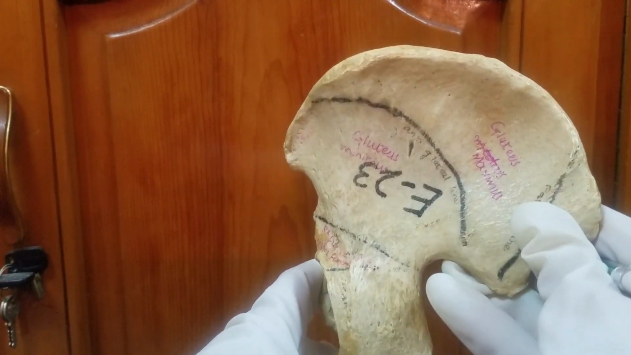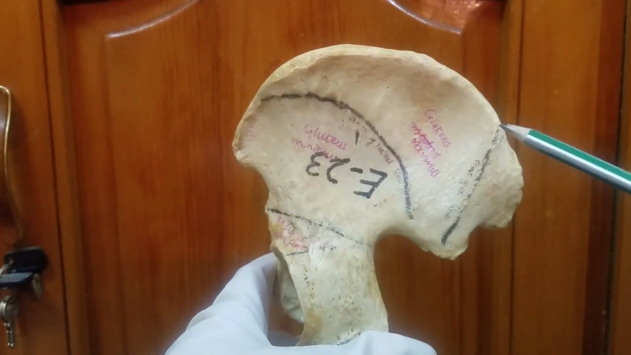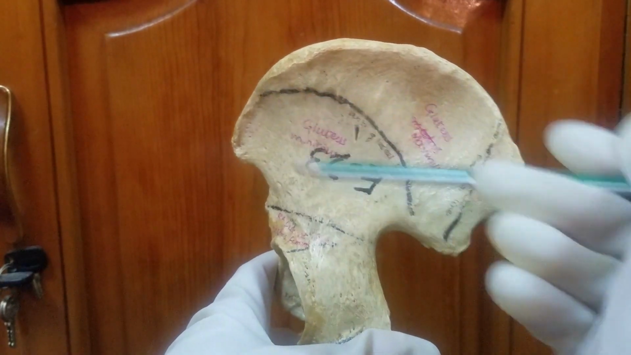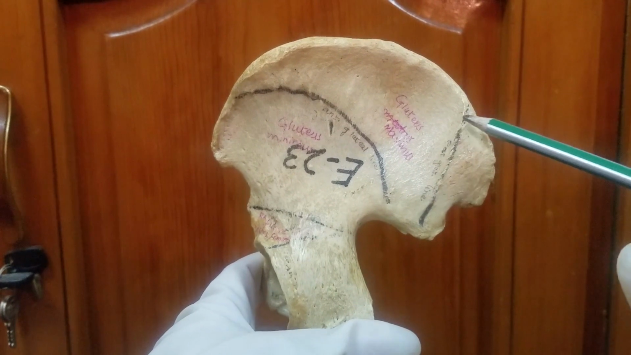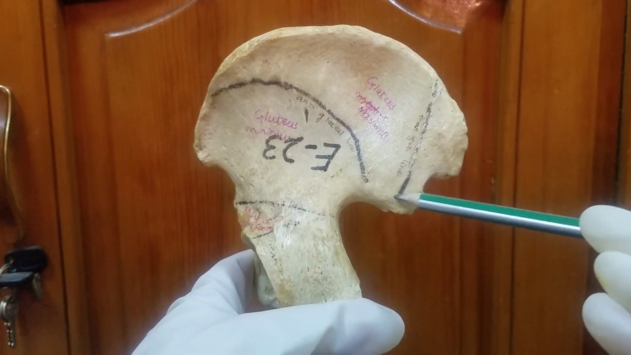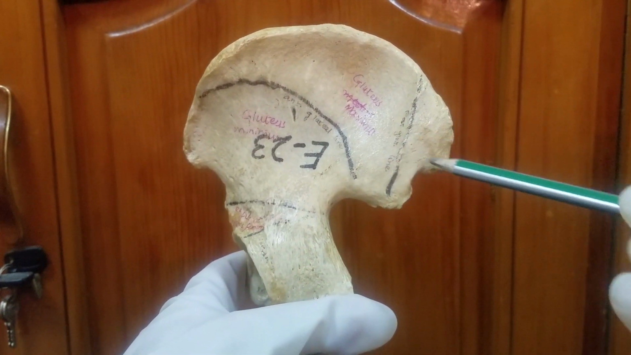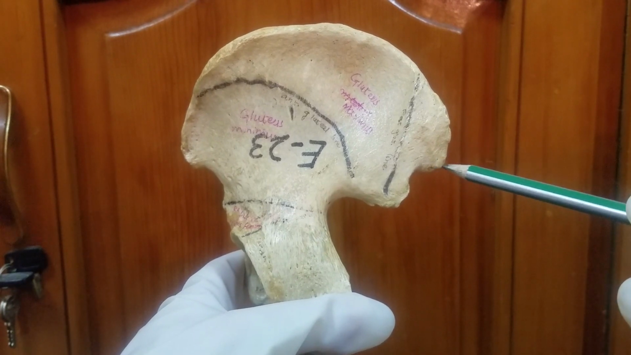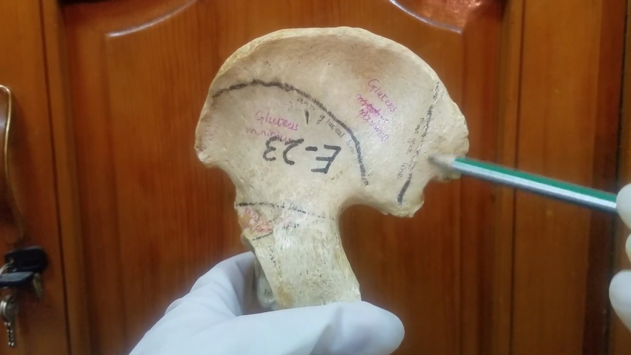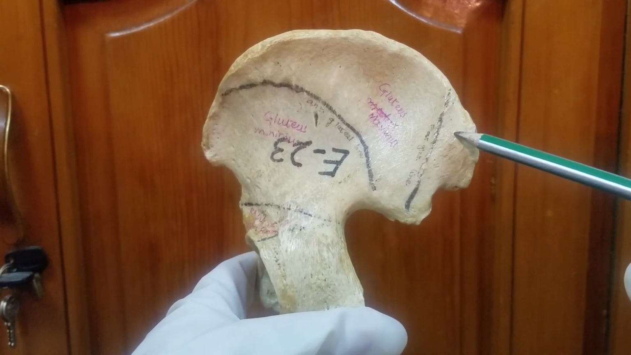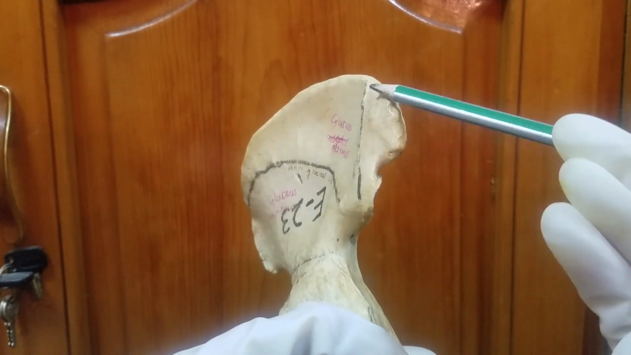If we talk about the gluteal surface, it was divided by 3 lines into 4 parts. Just behind the posterior gluteal line, this part, which is present between the posterior superior iliac spine and the posterior gluteal line, gets the attachment of gluteus maximus, which was coming from this slope.